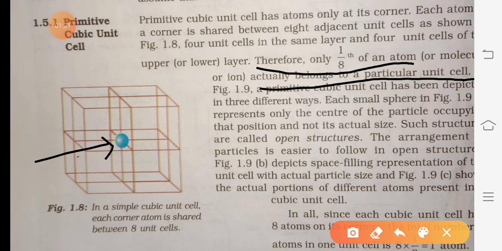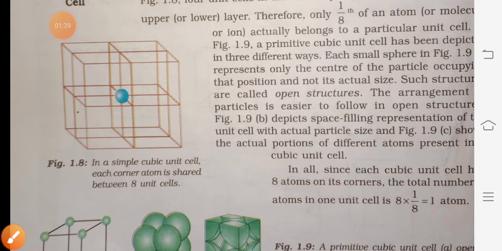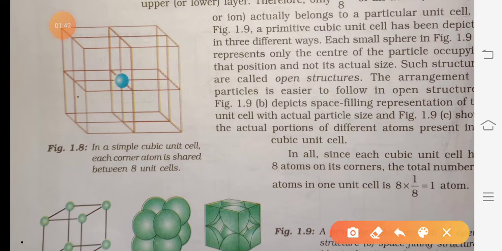Now since the contribution of a corner atom is just 1/8 to a particular unit cell, in all, since each cubic unit cell has 8 atoms on its corner, if we try to calculate the total number of atoms in one unit cell, we know that we have 8 corner atoms, and one particular atom contributes only 1/8. So 8 into 1 by 8 gives you 1 atom. Hence, one simple cubic unit cell contains only 1 atom, not 8 atoms.